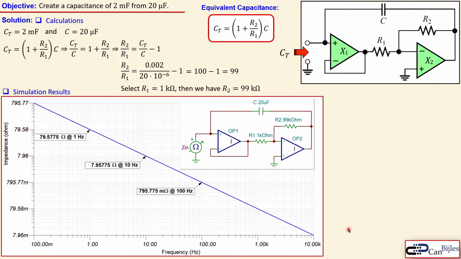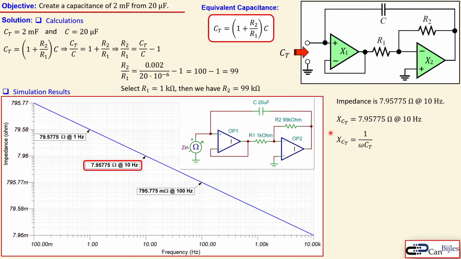And this curve here shows some labels, and let's go here, for example, at this label at 10 Hertz. You see an impedance of 7.95775 ohm. So what does it mean? Now again here, the impedance is 7.95775 ohm at 10 Hertz. And we know that the reactance of the capacitor looking between these two nodes must be also this at 10 Hertz. And the formula can be then written in this format.